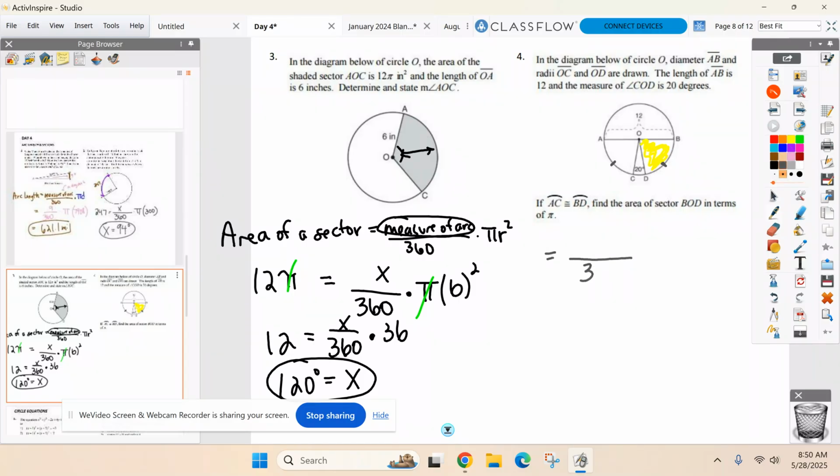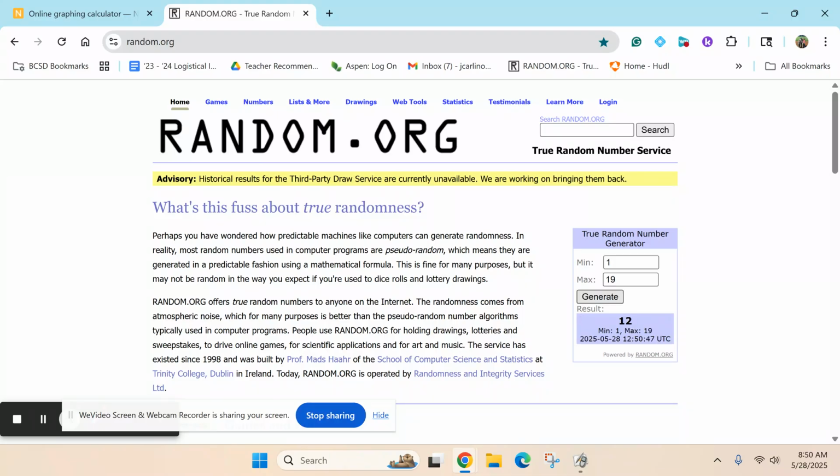Well, it's something over 360. Can you find me how many degrees are in that angle BOD? Because that's what I got to put on top of 360. I know what to do with the radius. That's easy. How can I help me find that angle there?